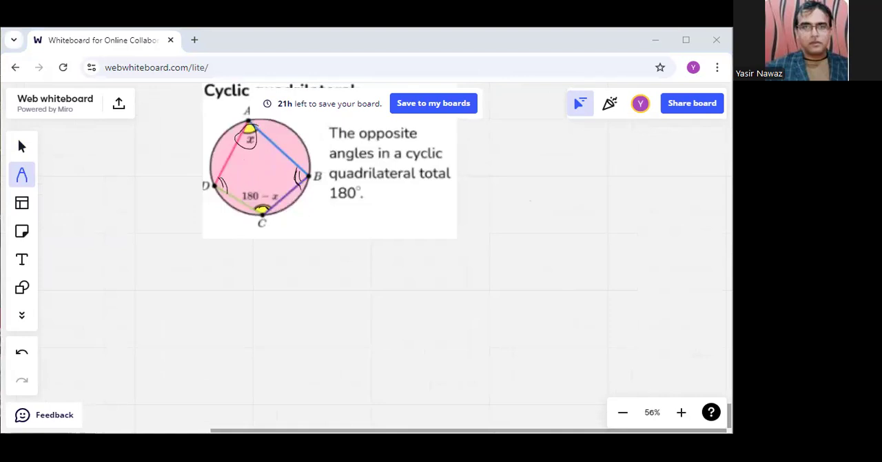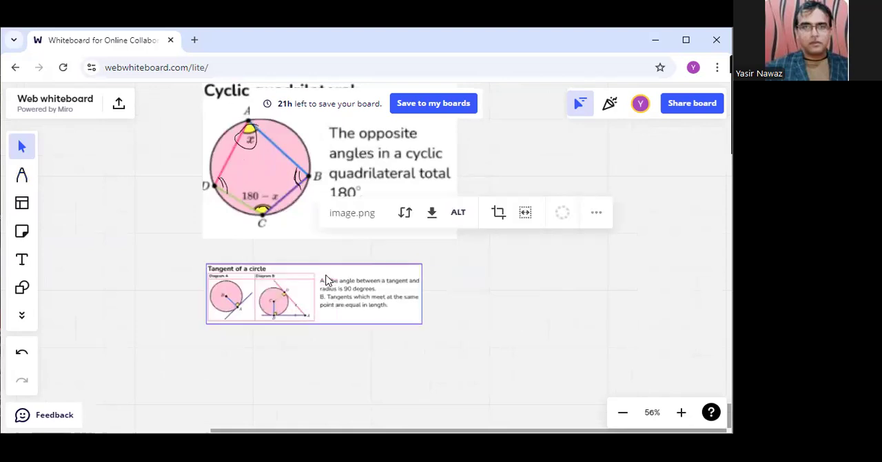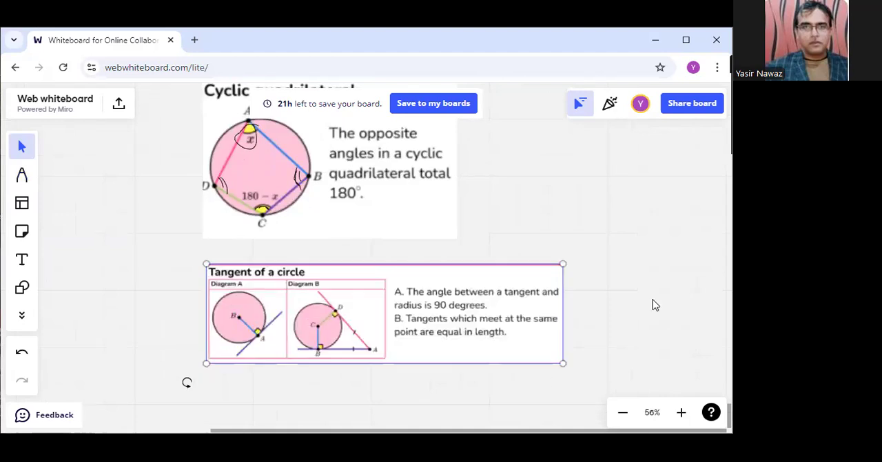And then the tangent of a circle. In this picture, AB is a tangent, and AD is also a tangent. These both are tangents. It says two things. The one is that the radius and the tangent make a 90-degree angle with each other. That's the one thing.